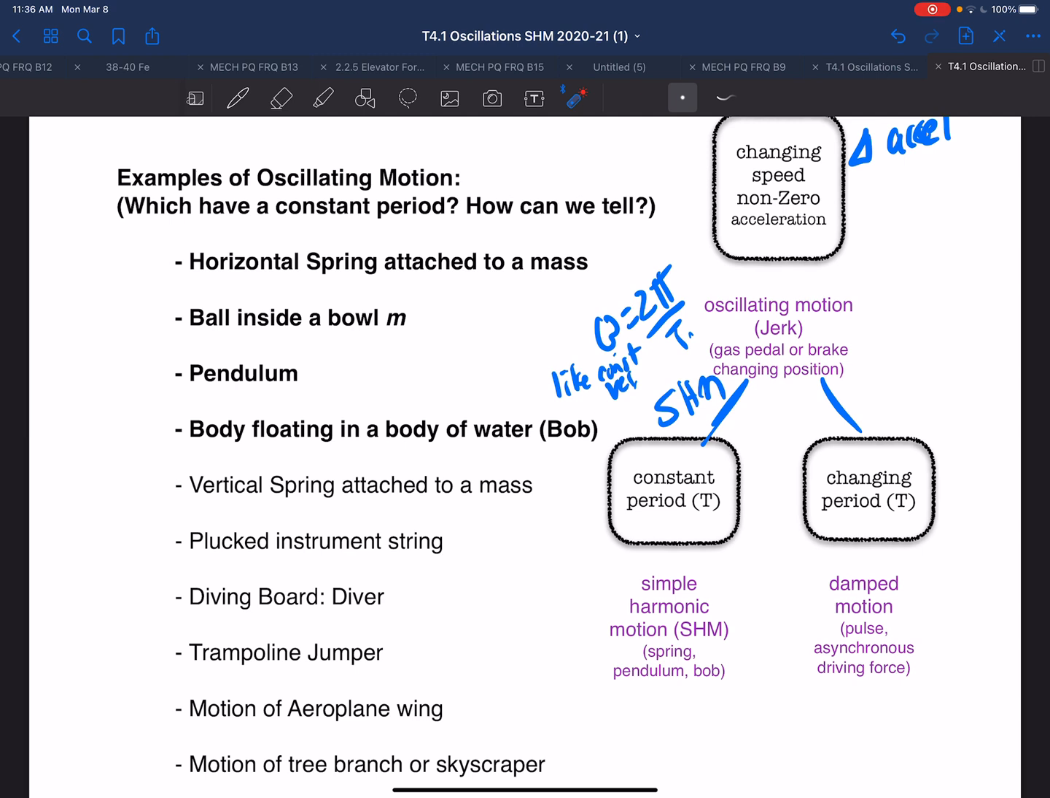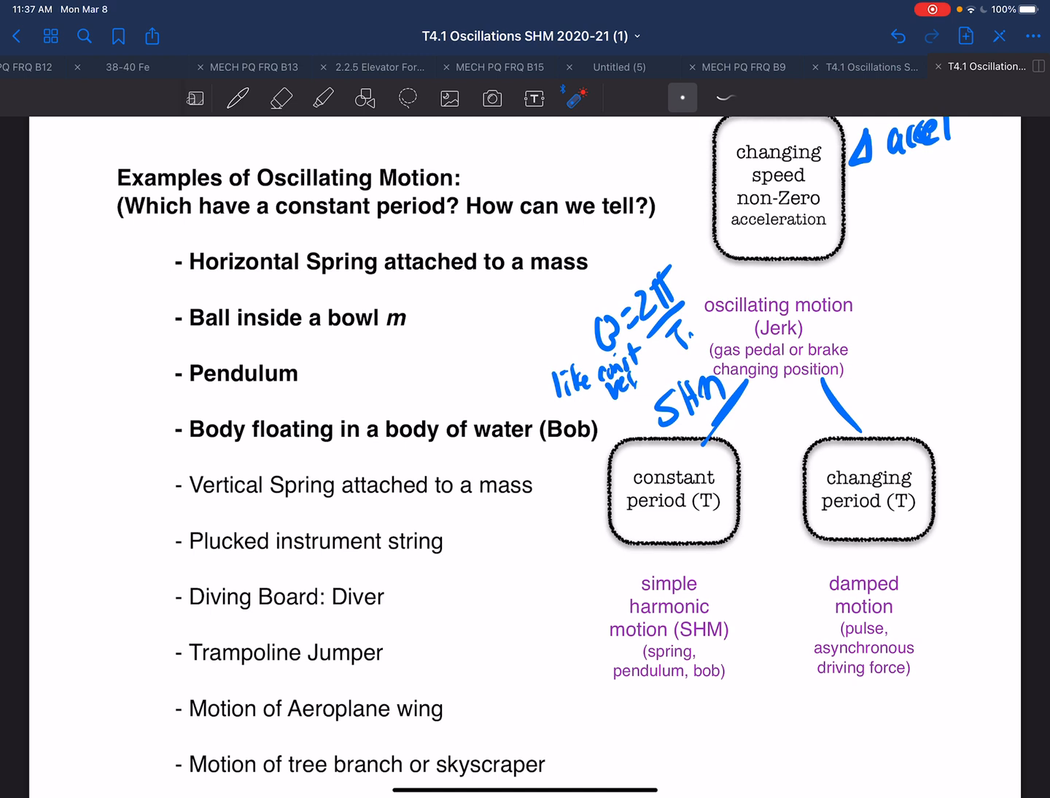And we'll talk about that in depth. We could take a spherical bowl and put a ball or a marble inside it and release it at the rim, and it would go across the bottom and back up the other side and back and forth, much like a pendulum. Or we could take an object floating in a body of water, let's say a buoy, and we come up next to it in a boat and we push down on it and hold it there and release it, and it will bob up and down in the water.